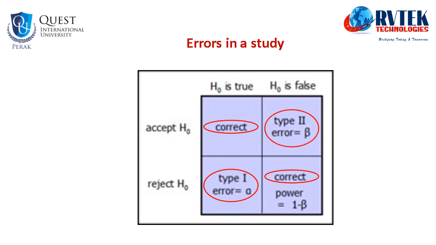Another possibility. Null hypothesis is really false in the population, but in your study you made a mistake: you are accepting the null hypothesis. That is known as type 2 error or beta error. Understood? Type 2 error or beta error.